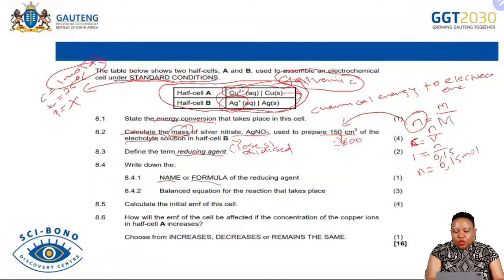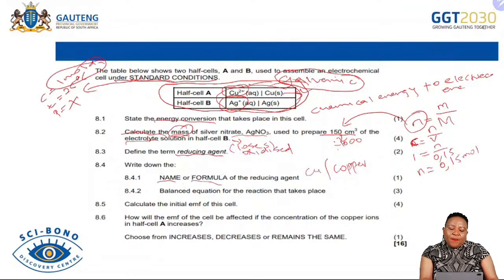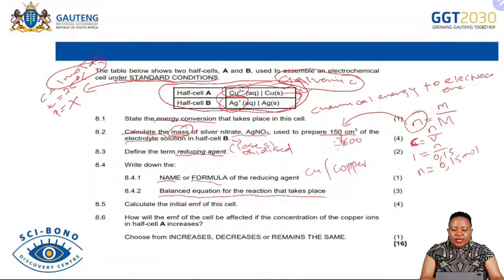Immediately when you are able to determine which formula will undergo oxidation, which is definitely going to be the copper half cell, you will find that copper is our reducing agent. And then in the balanced equation, you will add the formula of copper and silver.